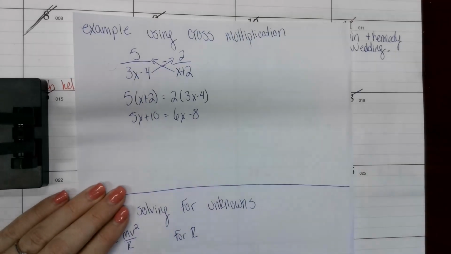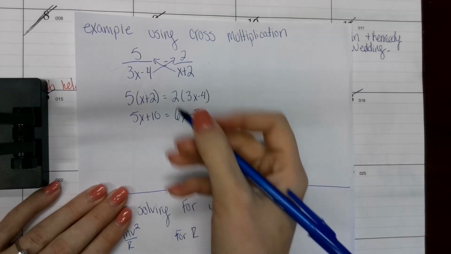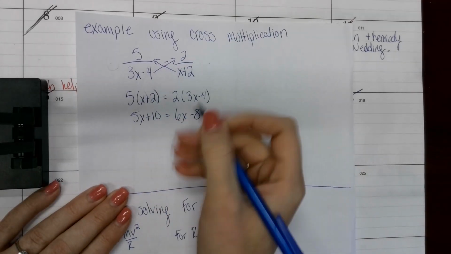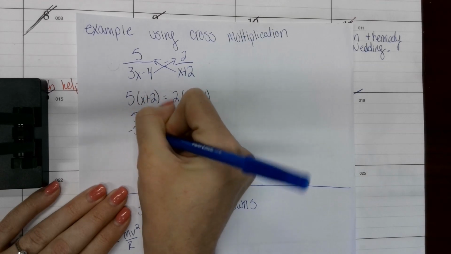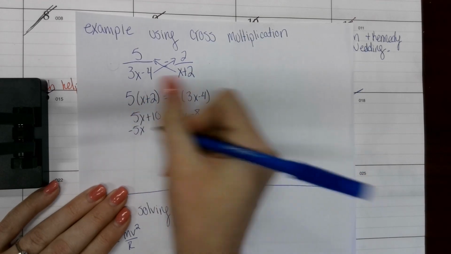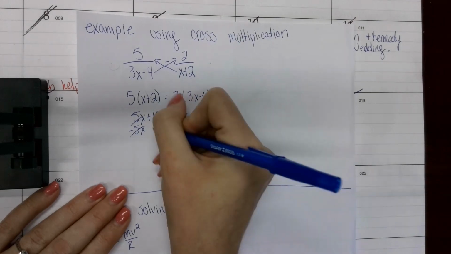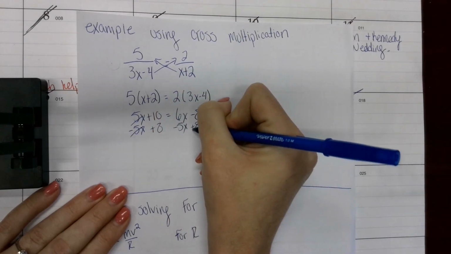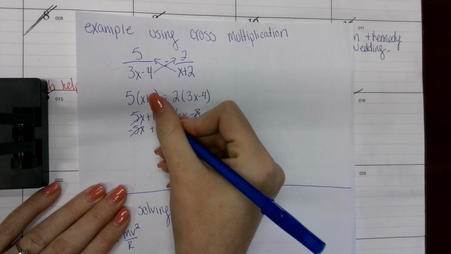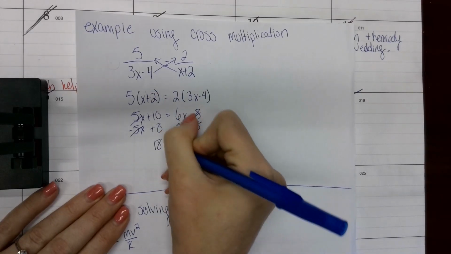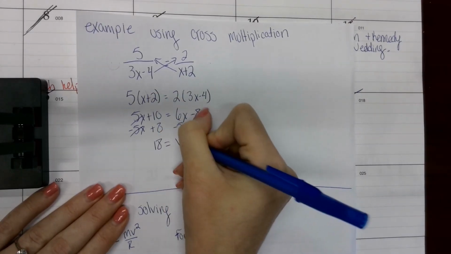Now I'm going to solve for x, so I want to move my 5x over here. Since it's positive, I'm going to subtract it. 5 subtract 5 is 0. I'm going to add my 8 now. Negative 8 plus 8 is 0. 10 plus 8 is 18. And 6 subtract 5 is 1.